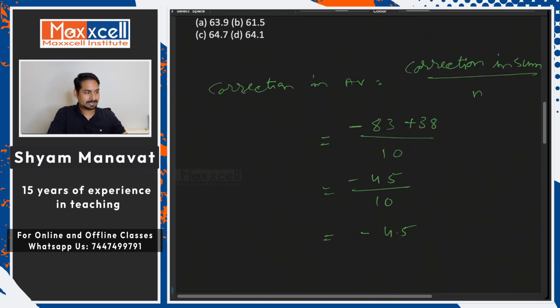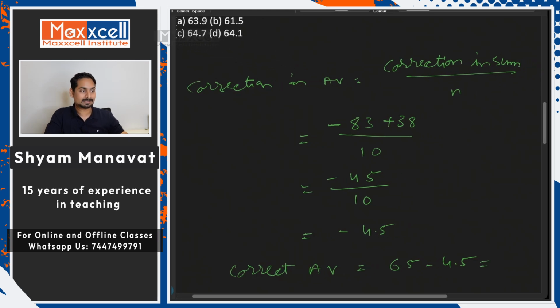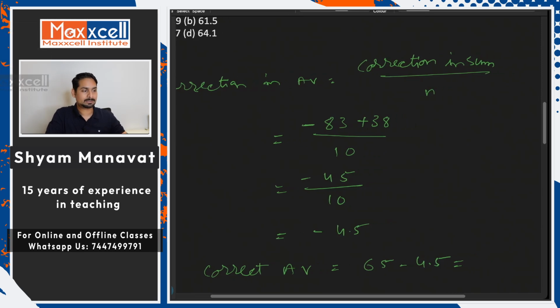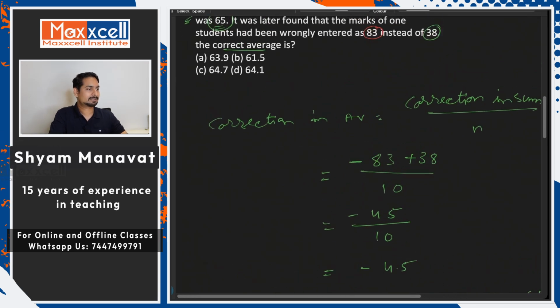So the correct average is supposed to be 65 minus the correction in sum with a negative sign. Use the sign as it is. Had this been positive, we would have used plus. Because it is negative, we are using minus. What is the difference? 61.5. This is the correct average. 61.5, this option. Right? All right.